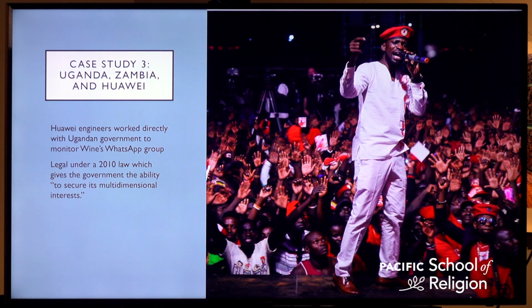So the third case today I want to talk about is Uganda, Zambia, and Huawei. When you have a foreign entity operating within another country, frankly, they're operating in a values vacuum, a norms vacuum. They have no idea what the culture, the society, the laws of that country are. It's interesting because there's a more recent example that is actually about the US, where Twitter engineers were helping the Saudi Arabian government spy on dissidents. But this is an example from last year where Huawei engineers worked directly with the Ugandan government to monitor this guy, his name is Bobby Wine, his WhatsApp group.